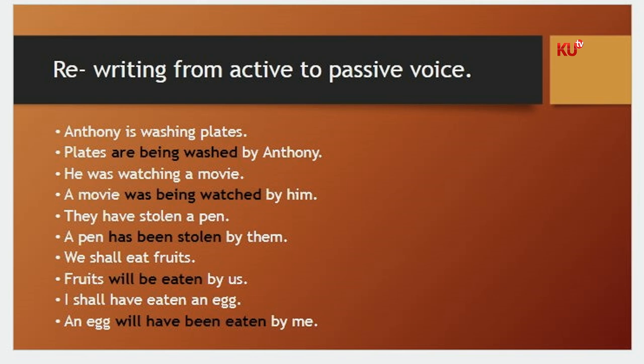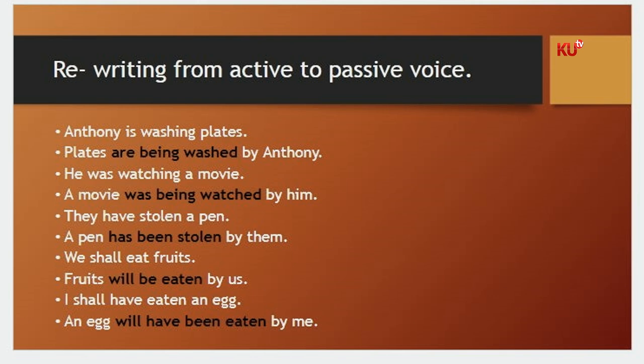Then we come to the next one. We shall eat fruits. That is future simple tense. So we say fruits will be eaten by us. You can see we, a subjective pronoun, changes to us when it comes to an objective pronoun, or a pronoun that takes the place of the object. So fruits will be eaten by us.